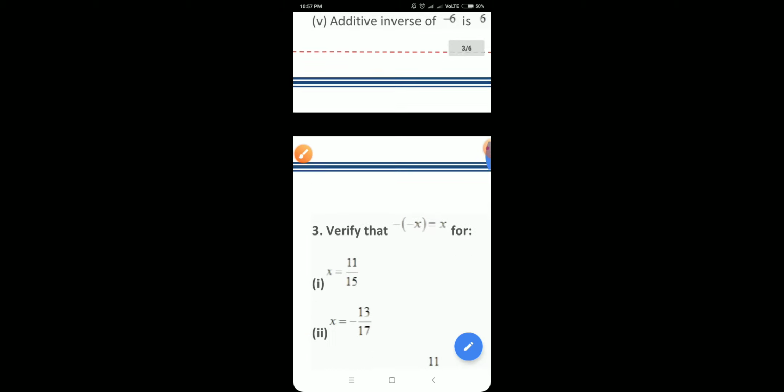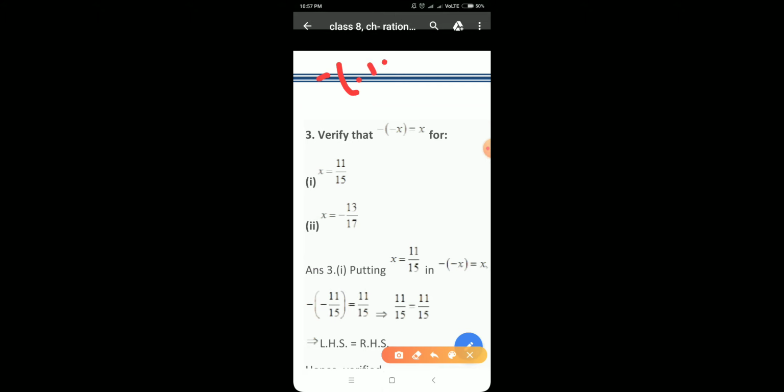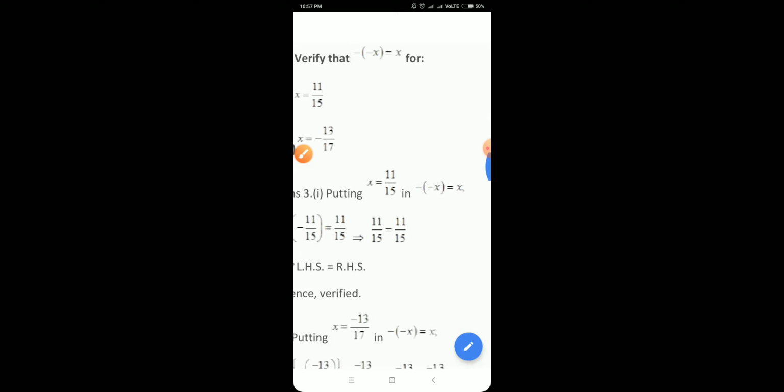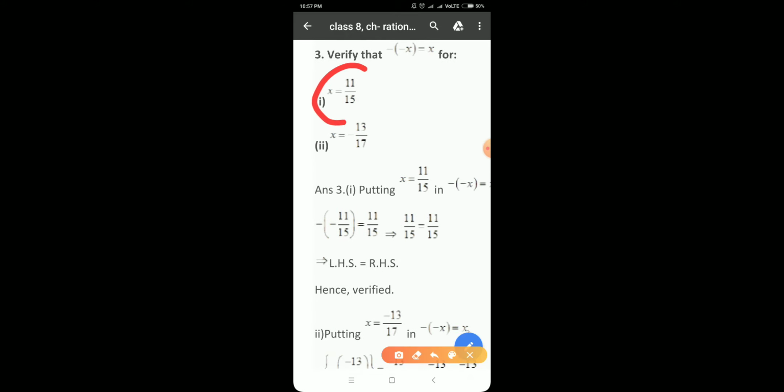In the same way, question number 3 is: verify that minus of minus x is equal to x. You will put the value of x here and you will get the result. First you will take the left hand side and then the right hand side. x is equal to 11 by 15. Putting this in, on the left hand side you will get minus of minus 11 by 15, and the right hand side is x only, so it is 11 by 15. Now this minus and this minus will become plus, so 11 by 15 is equal to 11 by 15, and the left hand side is equal to the right hand side, so it is verified. You will put the values and you will easily get the result.